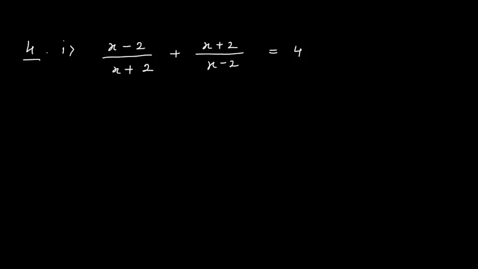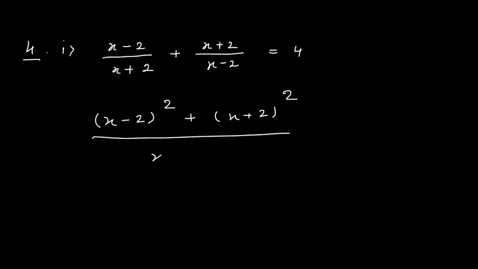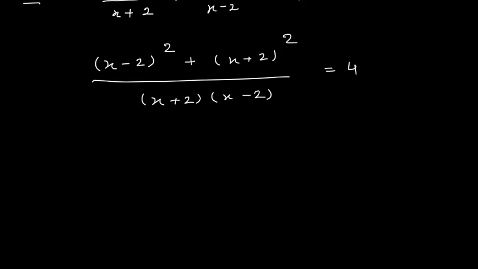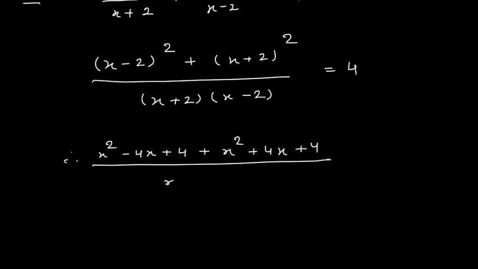Okay. So here it will be (x minus 2) the whole square plus (x plus 2) the whole square, divided by (x plus 2) into (x minus 2), is equal to 4. So therefore here it is x square minus 4x plus 4, plus x square plus 4x plus 4, whole divided by the denominator. We expand it: it is x square minus 4, and this equals 4.